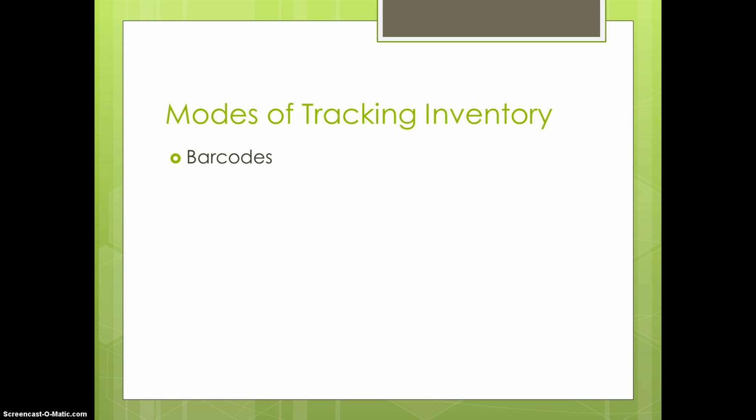Another mode of inventory tracking is barcodes. The system is incredibly accurate and it's very easy and efficient, but it can be costly to implement. It's as simple as putting barcodes on your items, scanning them when they come in, and scanning them when they leave your warehouse. But you will need computers, scanning systems, and software to use this system.